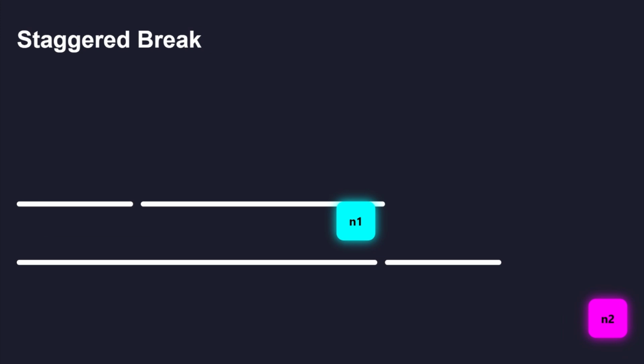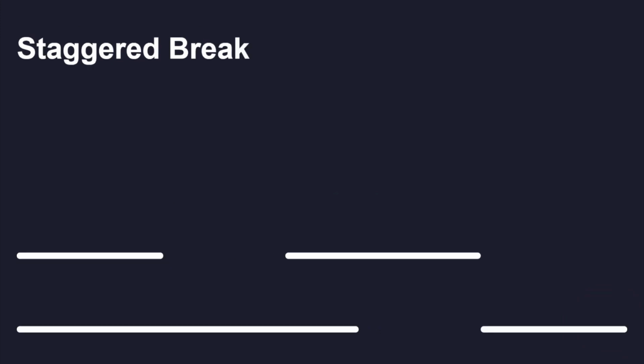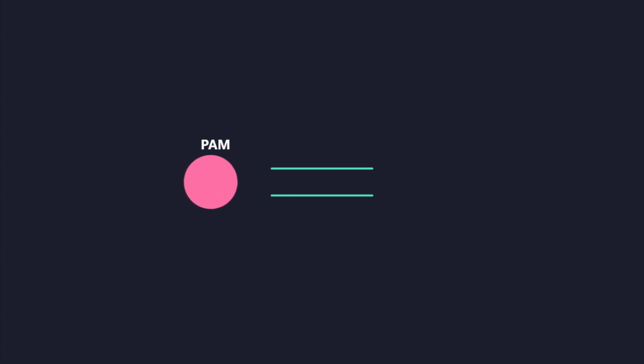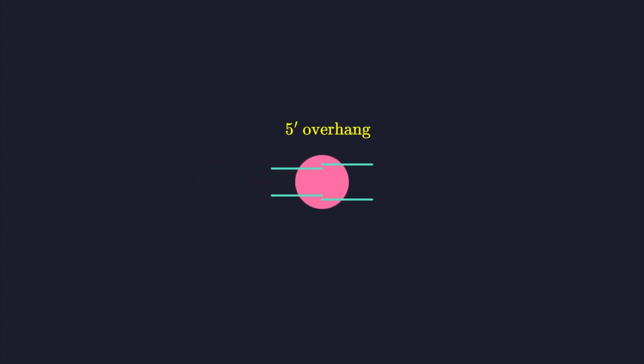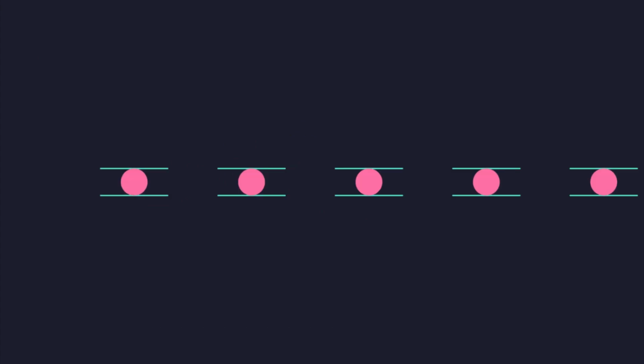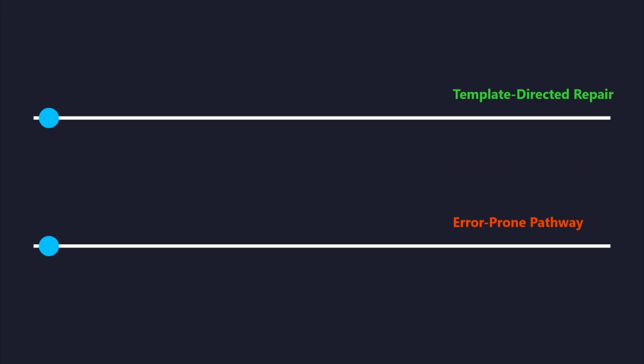Using two nickases targeting opposite sides of a locus creates a staggered break, which significantly reduces the risk of random mutations. Other systems like Cas12 recognize different PAM sequences and produce staggered cuts with 5' overhangs. This diversity expands the range of addressable sites in the human genome.